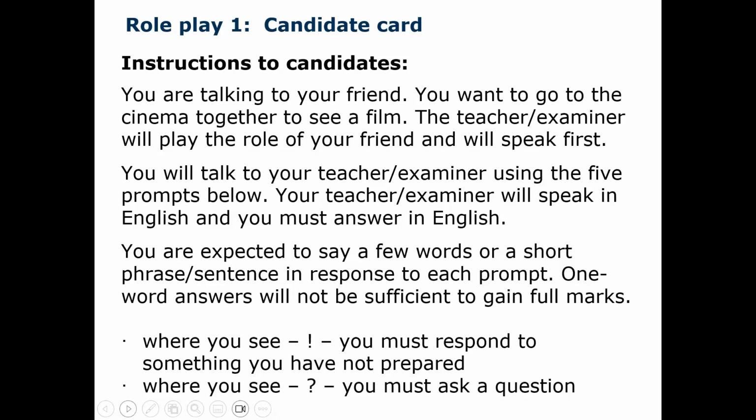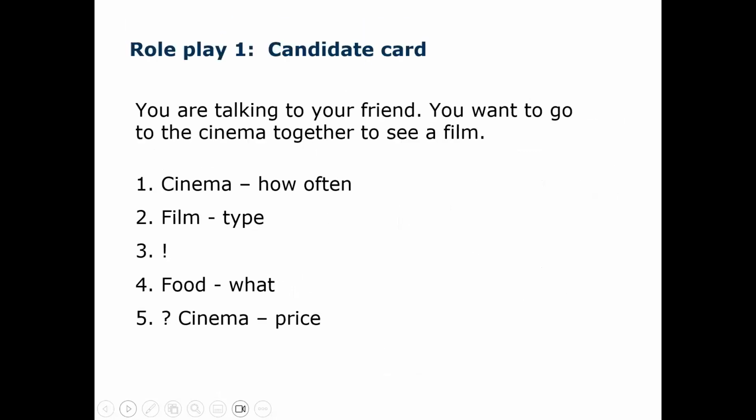One-word answers will not be sufficient to gain full marks. We'll look at that in a moment. Where you see exclamation mark, you must respond to something you have not prepared. Where you see a question mark, you must ask a question. So this is the sort of thing that the candidates will see. So you are talking to your friend. You want to go to the cinema together to see a film.